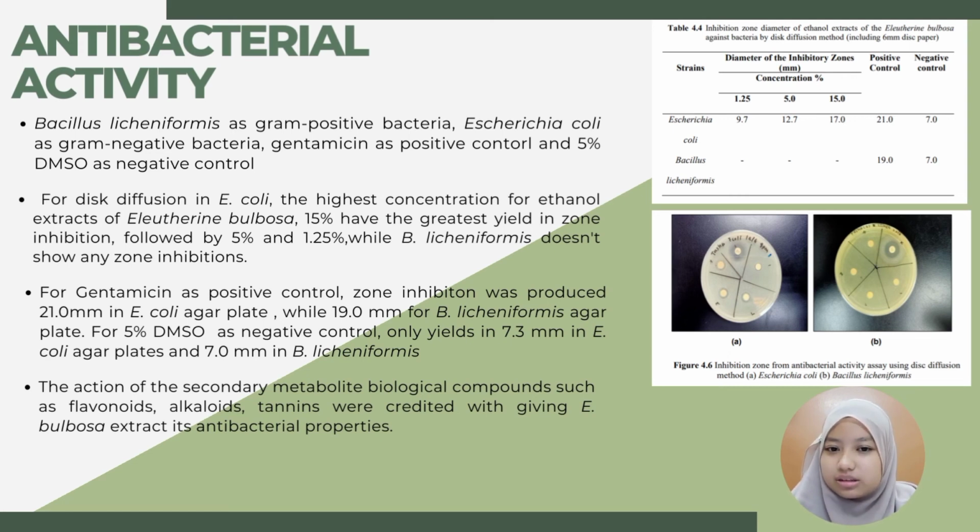The action of secondary metabolite biological compounds is credited with giving E. bulbosa extract its antibacterial properties, such as alkaloid being able to harm the cell wall, and tannins able to bind proline-rich proteins and prevent the creation of new proteins.